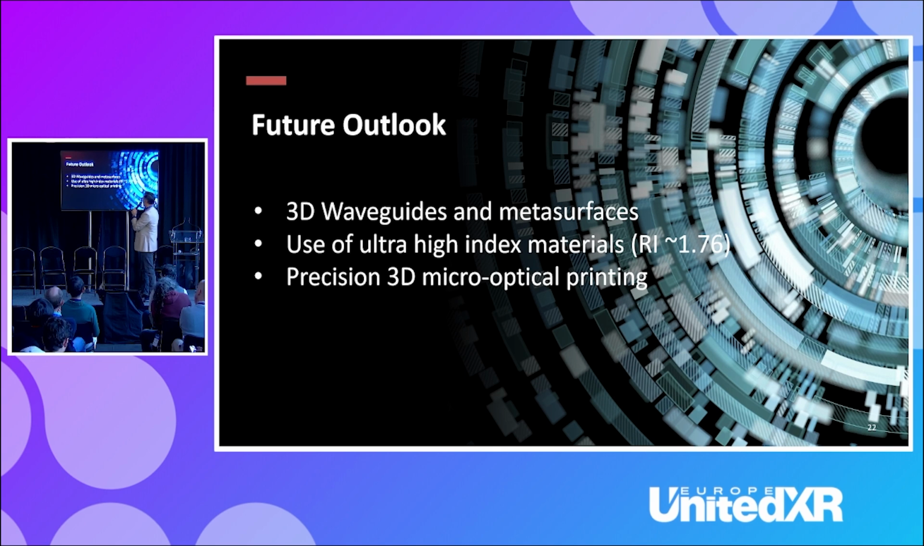Use of ultra high index materials, so even beyond what's available today. So, with 1.76 index of refraction and beyond. And of course, precision 3D micro optical printing is an area that can also be explored to get super precise polymer parts. And that's pretty much it.